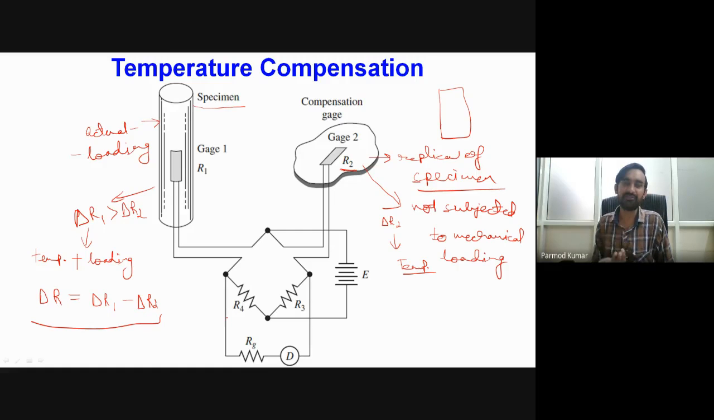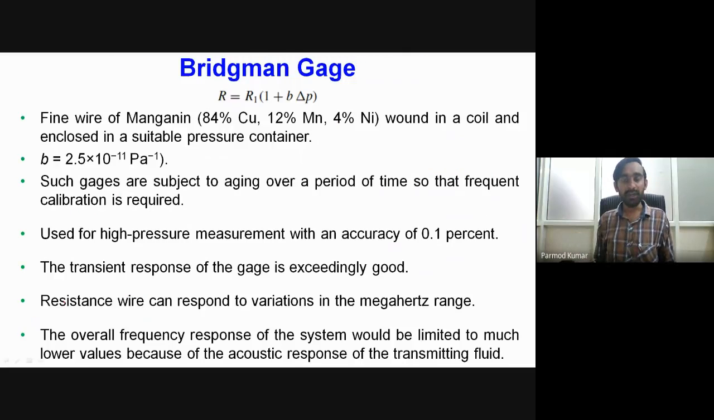So if because of the temperature there is any change in resistance of the strain gauge, that we will be getting from our strain gauge 2, and that can be subtracted from the total change in resistance of gauge 1, in order to correct it and include the effect of temperature compensation. So this is how the temperature compensation is taken care of in the measurement of the pressure. So this is all about the moderate and high pressure measurements.